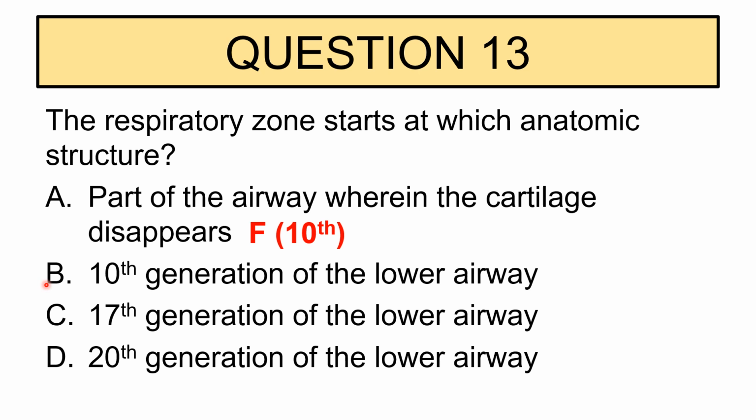The 10th generation of your lower airway is still part of your conducting zone. The conducting zone is generations 1 to 16, and your respiratory zone starts from airway generation 17 to 23. So this is the correct answer, not the 20th, because the respiratory zone starts at 17.